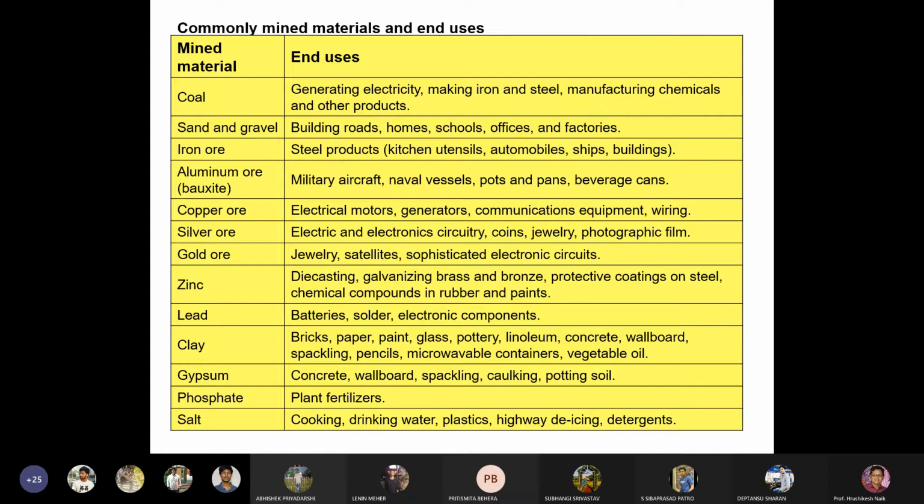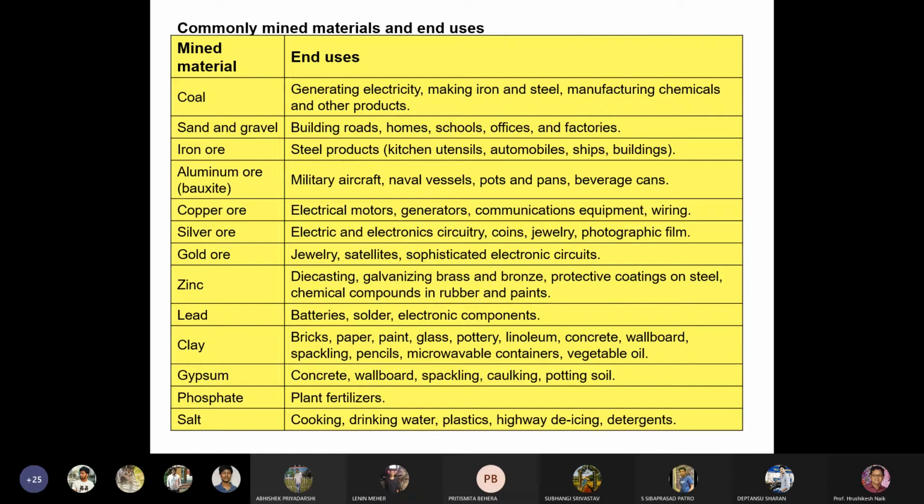And we go for clay mining also. Clay is used for bricks, paper, paint, glass, pottery, linoleum, concrete, wallboard, spackling, and pencils and microwavable containers, vegetable oil. Then we go for gypsum mining. Gypsum is mined for making concrete, wallboard, spackling, caulking, potting soil.